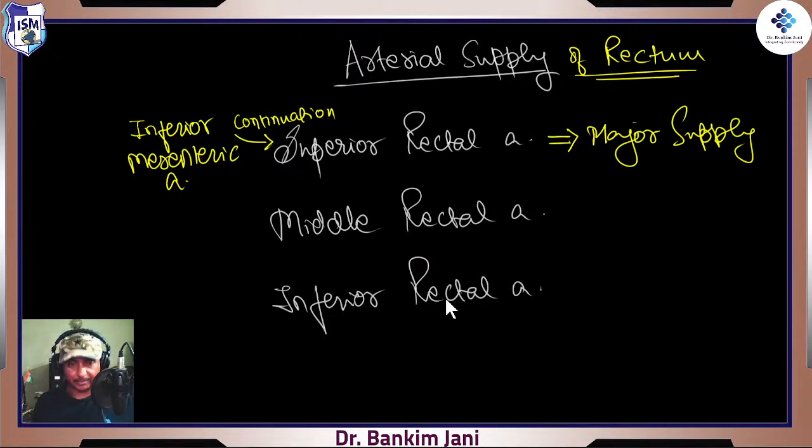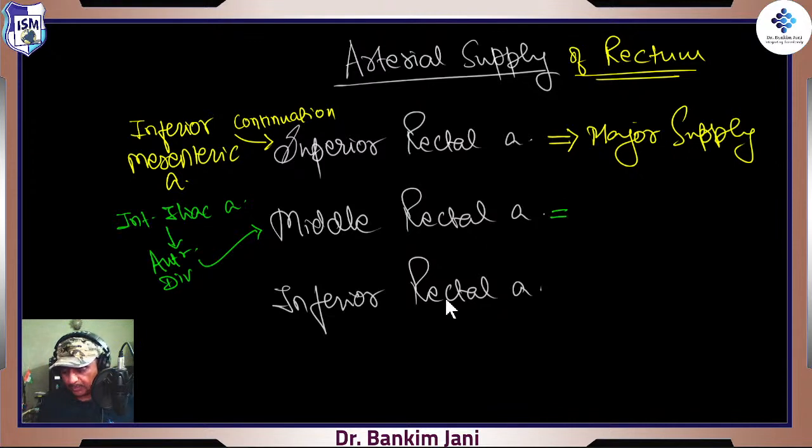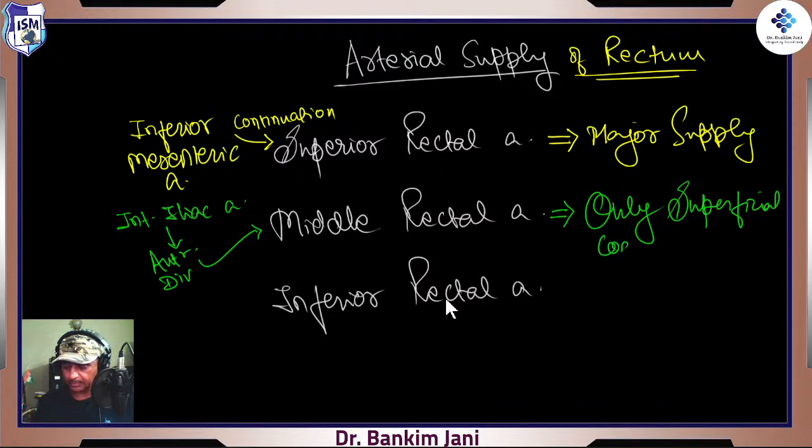For the middle rectal, now see, this is from internal iliac artery. It has got an anterior division, and this is a branch of that, the middle rectal. And this would be supplying only the superficial coat of lower rectum, right?